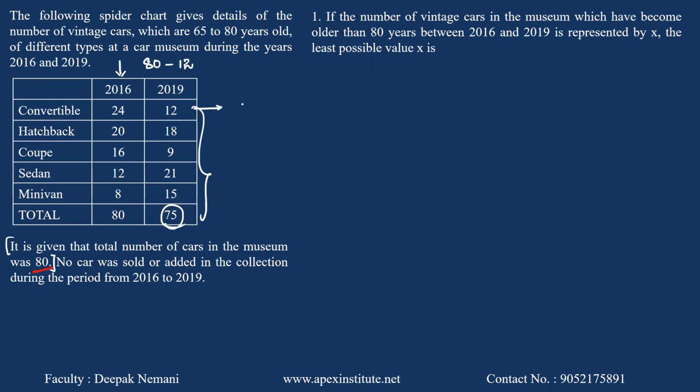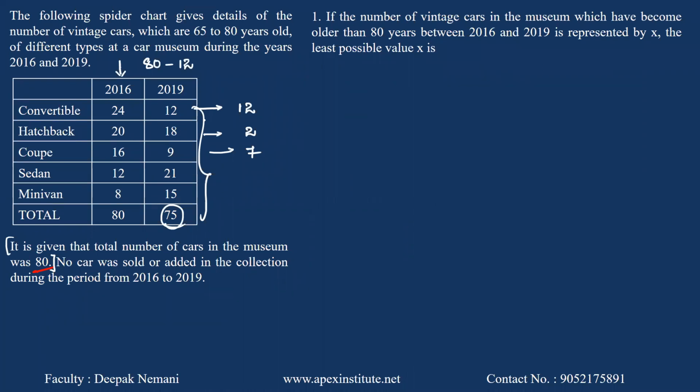Now here I can say for sure that a minimum of 12 cars cross the age of 80 years. So 12 of convertible, 2 of hatchback, and 7 of coupe have crossed the age of 80 years. So a minimum of 21. And if you are asked to find the maximum, you cannot determine that.